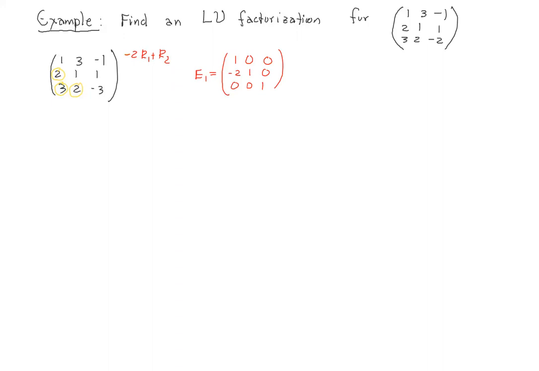I just take note of it. I don't do anything with it yet. And then I perform the operation. The operation will give us 1, 3, -1; 0, -5, 3; and then 3, 2, -3. Okay, do we all agree?